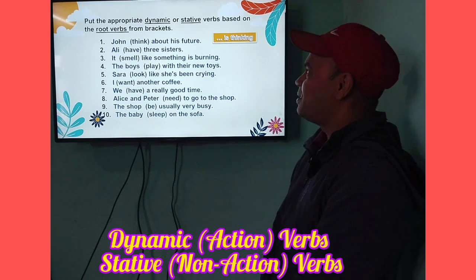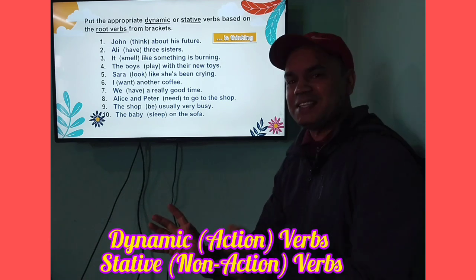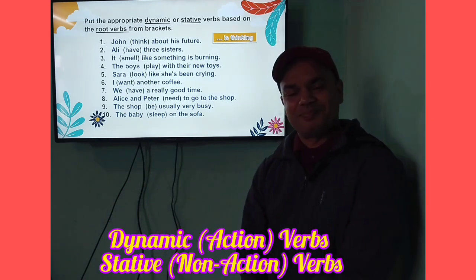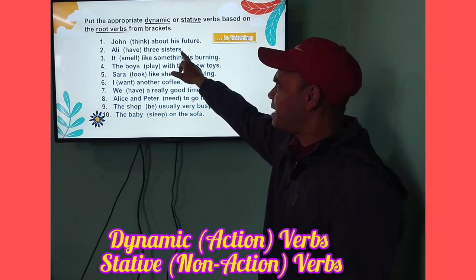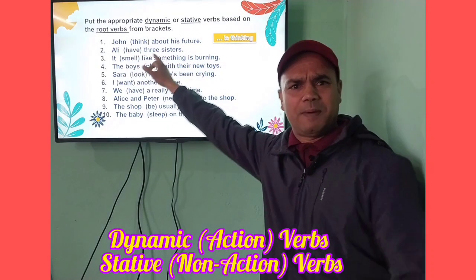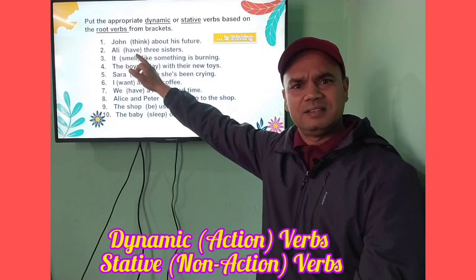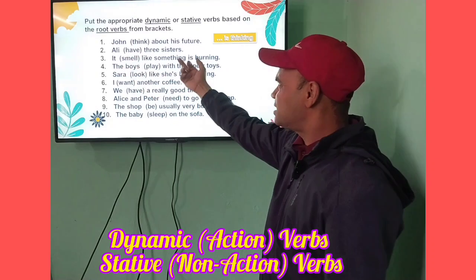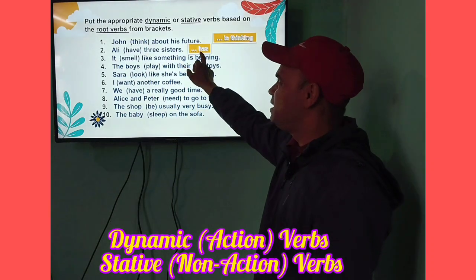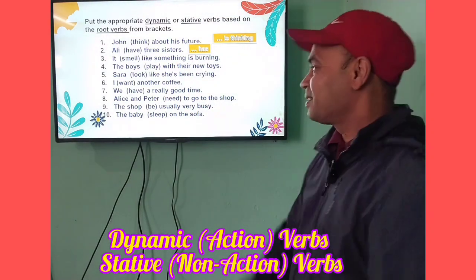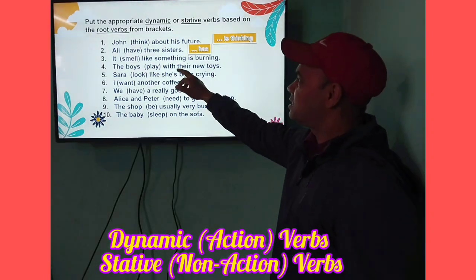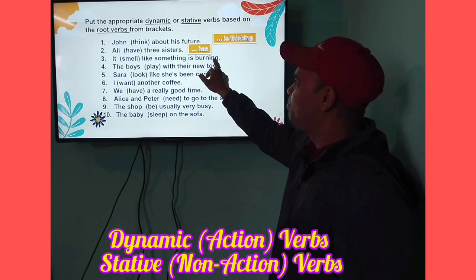Next is Ali have three sisters. What is the right answer? Can you guess it? Ali have three sisters. Is it correct? If I rewrite it without changing anything, will that be correct? No. The correct answer should be has.